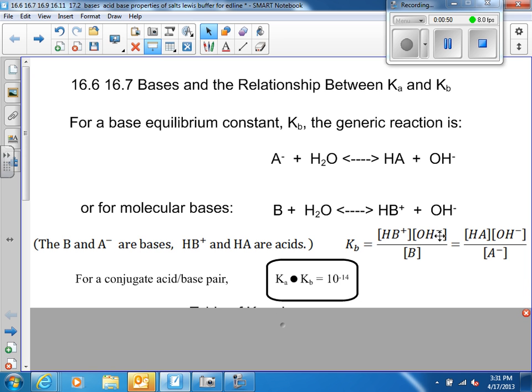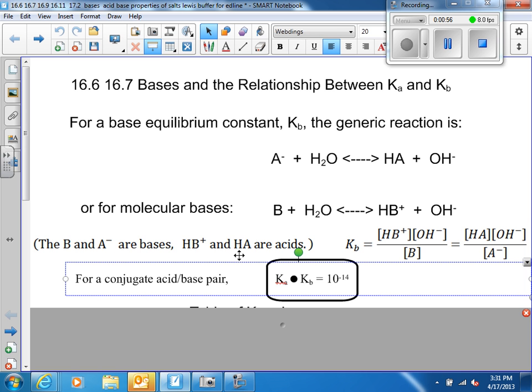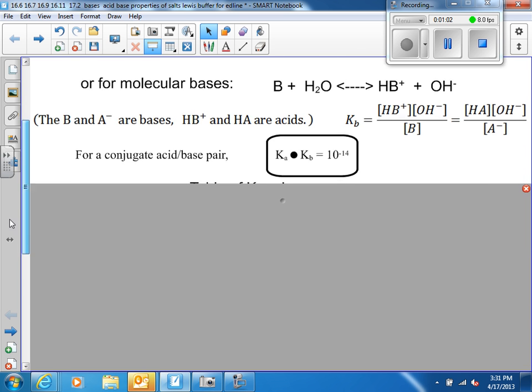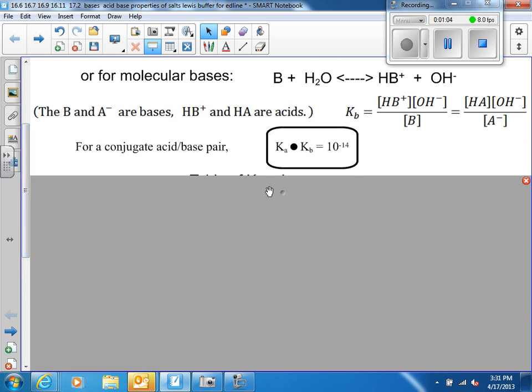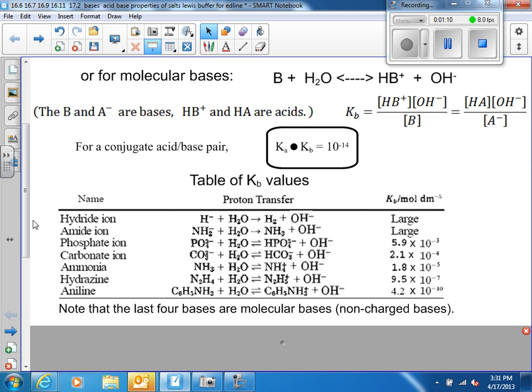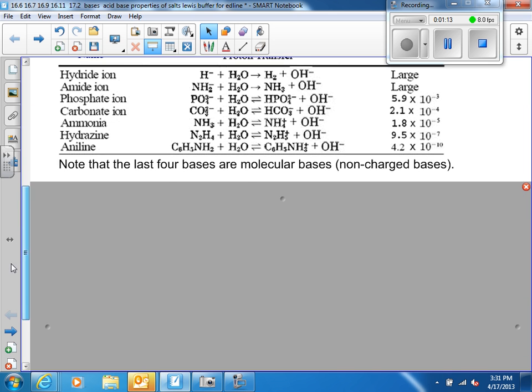And the Kb is just products over reactants. The important thing, this is the most important thing right here: Ka times Kb is 10 to the minus 14. So if you have a Ka, you can find the conjugate base Kb through this equation. And here are some Kb values that you might need for homework assignments.